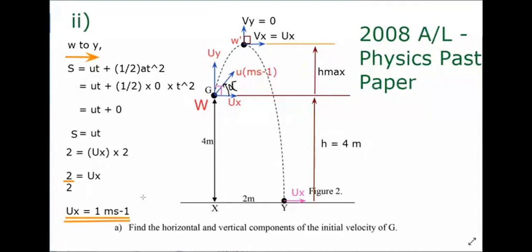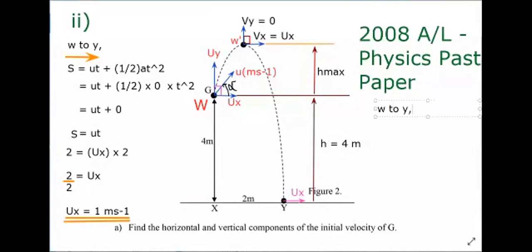Then how do you find the vertical velocity component here? How do we find the vertical velocity component? We should apply the same equation, but this time now W to Y. I'm going to apply the same equation. Same equation means S equals u.